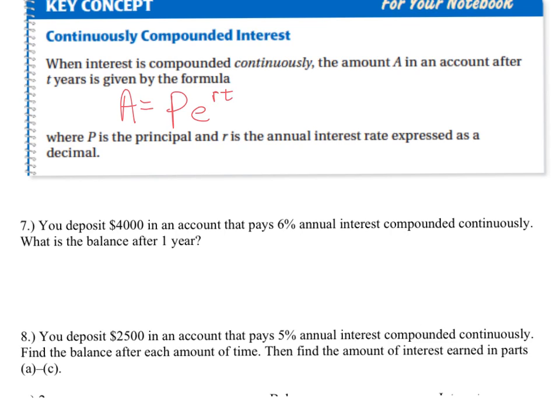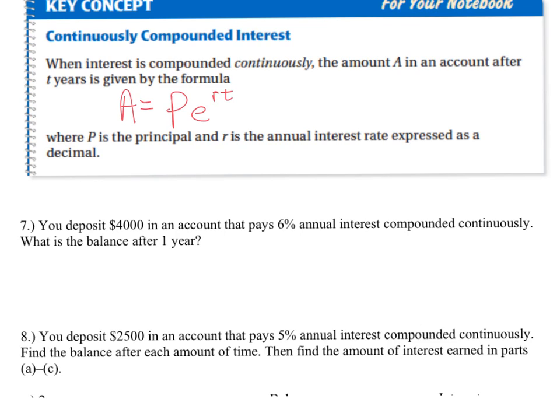Sometimes this is referred to as the PERT formula because it looks like PERT. P is the principal, r is the annual interest rate expressed as a decimal, t is your time in years, and e we just discovered is what we get if we take 1 plus 1 divided by n raised to the nth power and increase the number of times it's compounded to an infinite amount of times, as many times as possible, so compounded continuously.